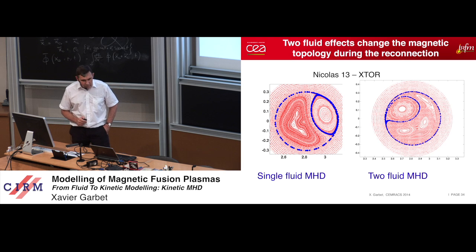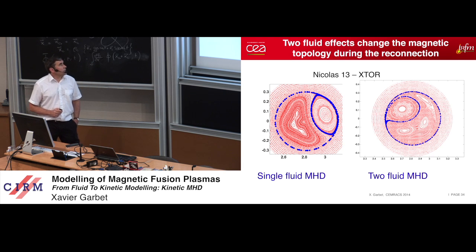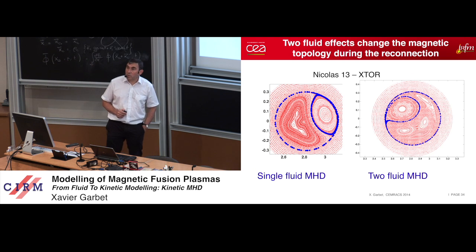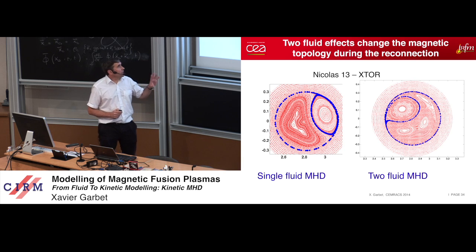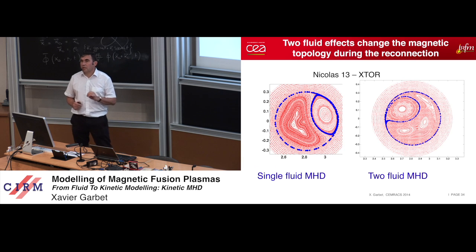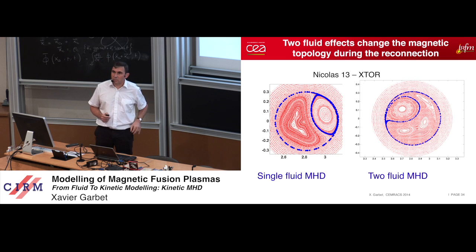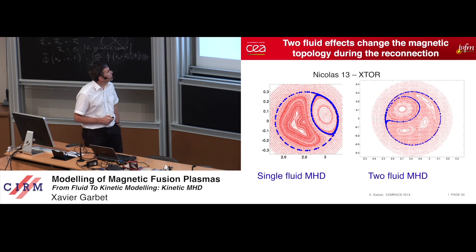And in terms of magnetic topology, the reason for this is that the speed up of the reconnection process is related to a strong change of topology. This is a Poincaré map. So what you're doing is that you're following field lines, and every time a field line is crossing a poloidal plane, you draw a point, right?